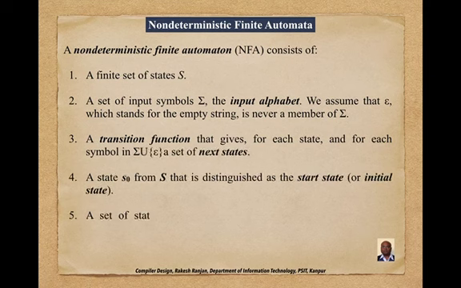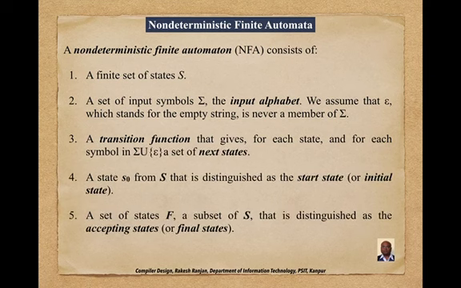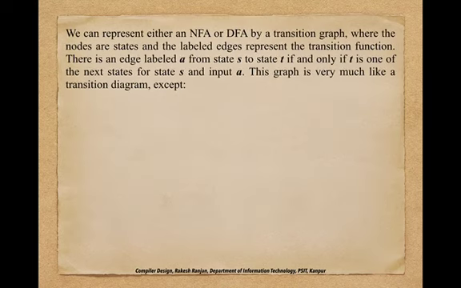The NFA consists of the following parts. It has five tuples. First is the finite set of states. Second is the set of input symbols. Third is the transition function. Next is the start state, and finally we have the final state. We can represent either an NFA or a DFA by a transition graph, where the nodes are states and labeled edges represent the transition function. There is an edge labeled A from state S to state T if and only if T is one of the next states for state S and input A.